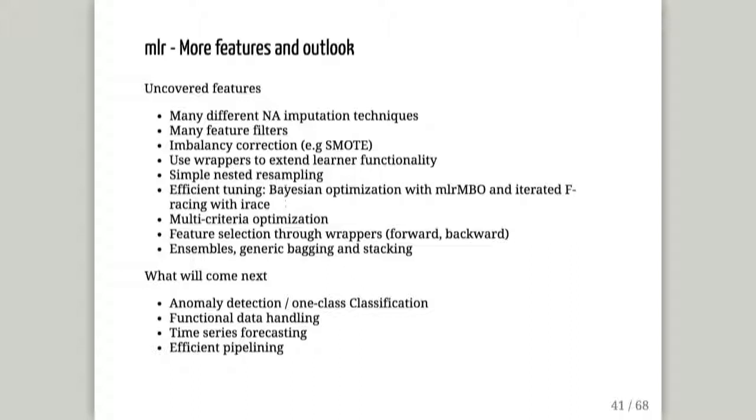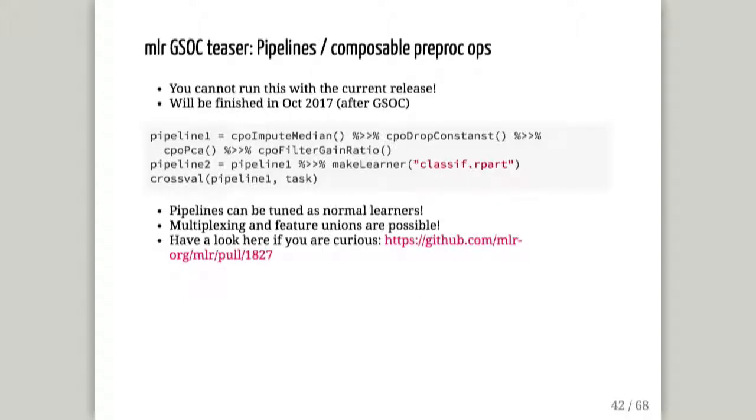And these are the things which will come next, which I think I already talked about. So anomaly detection, functional data handling, and time series forecasting. That's on the top of the list at the moment. And a little teaser, we are pretty active in Google Summer of Code each year, or try to be, if Google allows us that, and the R Foundation. This year we have one project, and I'm getting extremely proud of this project because what Martin Binder, our student, is doing looks extremely cool already after just a few weeks.